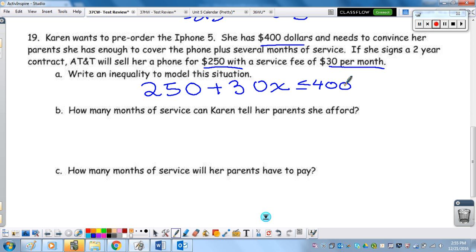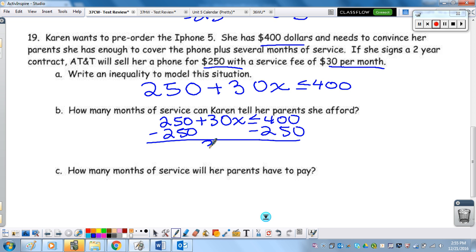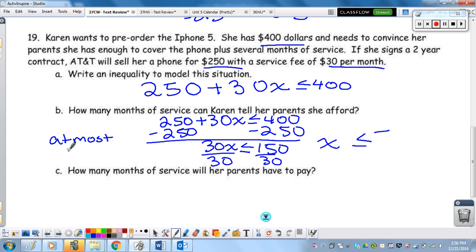So we want to see how many months she can afford. So we're going to solve that. So 250 plus 30x is less than or equal to 400. So you're going to subtract $250 on both sides. So I got 30x is less than or equal to 150. Divide by 30. And so x is less than or equal to 5. So she can afford at most 5 months.